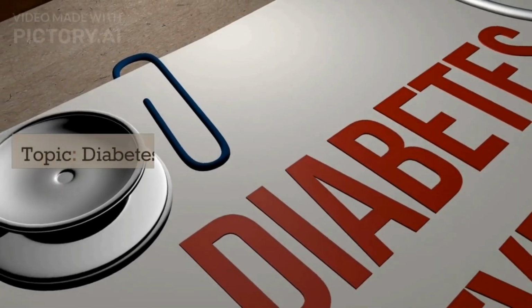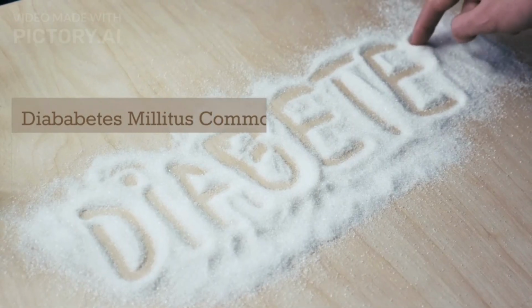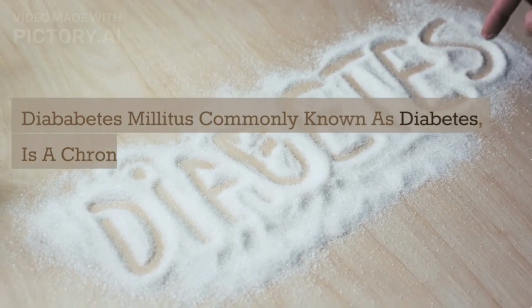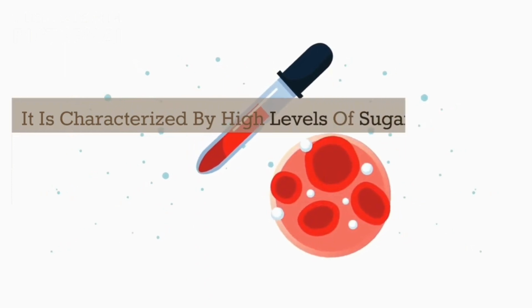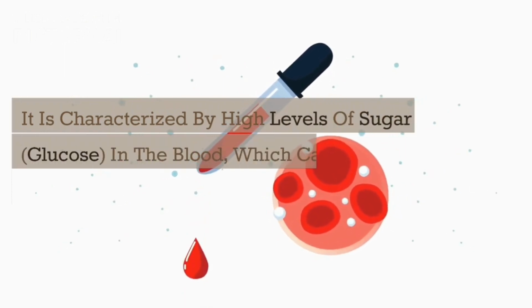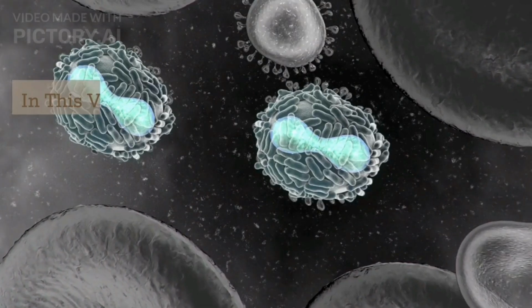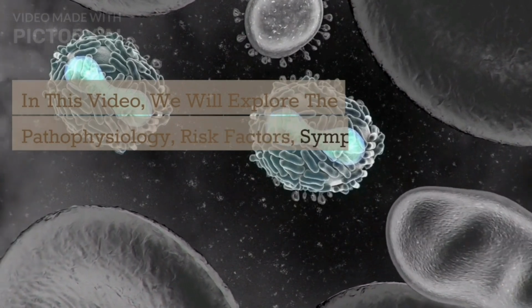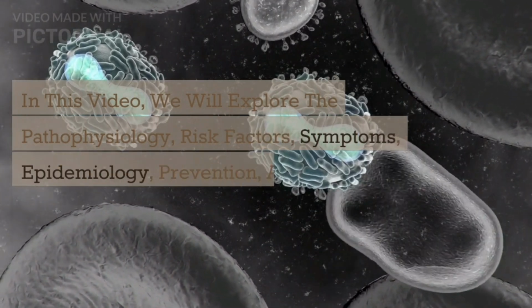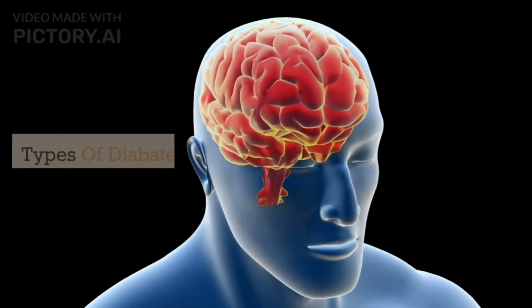Topic: Diabetes mellitus. Introduction. Diabetes mellitus, commonly known as diabetes, is a chronic metabolic disorder that affects millions of people worldwide. It is characterized by high levels of sugar, glucose, in the blood, which can damage the body's tissues and organs if left untreated. In this video, we will explore the pathophysiology, risk factors, symptoms, epidemiology, prevention, and treatment of diabetes mellitus.